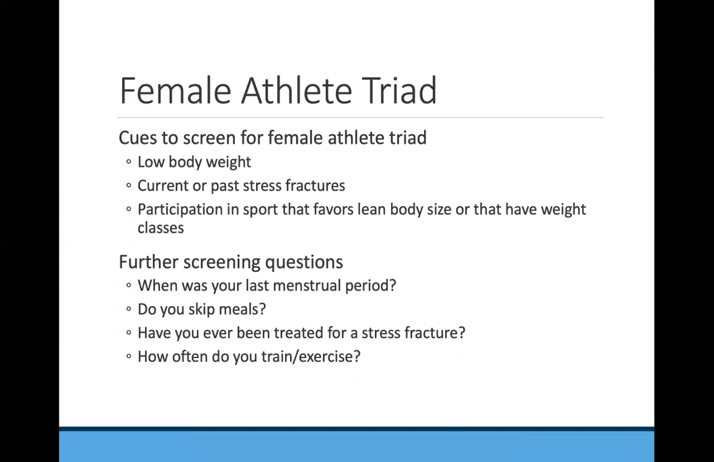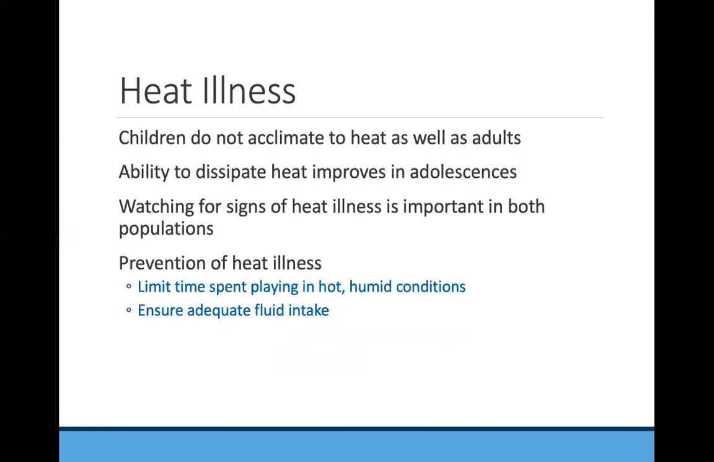Further screening questions that we would want to include if we're concerned that a patient may be suffering from the female athlete triad include: when was your last menstrual period? This can give us indication if they are menstruating regularly. Do you skip meals? That can give us information in regards to how they're eating. Have you ever been treated for a stress fracture in the past? And then how often do you train and exercise, as well as when do you rest and recover? These are all questions that can help us to identify this.